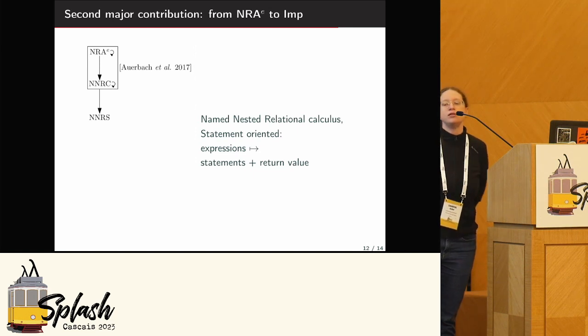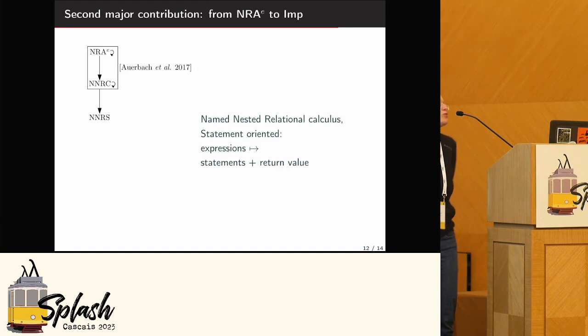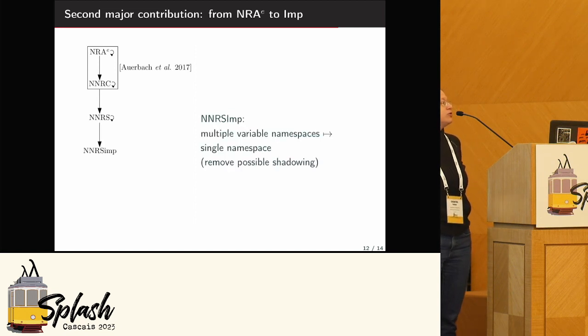Okay, you can see NNRC as a functional language with expressions, and we go to a more imperative language in which we have statements and return values. Then we go to another language in which we have only one single namespace. In the previous language, we had multiple variable namespaces to separate things. And now we go to a single namespace language, which implies removing possible shadowing between variables.